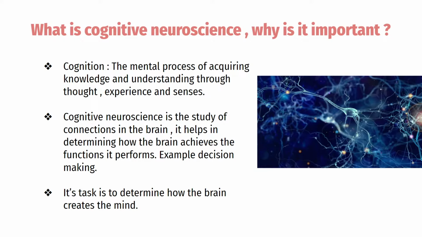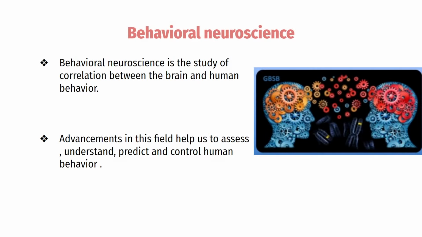So cognitive neuroscience is the study of connections in the brain, and it helps in determining how the brain achieves all the functions that it performs. An example is decision making. It's a very complicated field of study in which very active research is still going on, right? The single most important and exciting question of neuroscience is, in my opinion, to determine how the brain creates the mind, how consciousness came to be. And that is something that's a part of what cognitive neuroscience aims to understand, right?